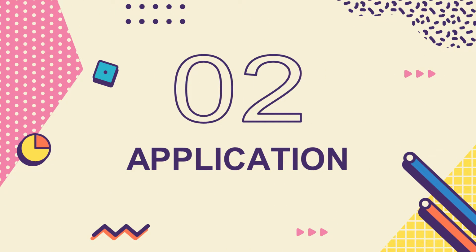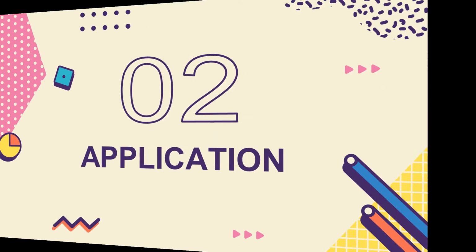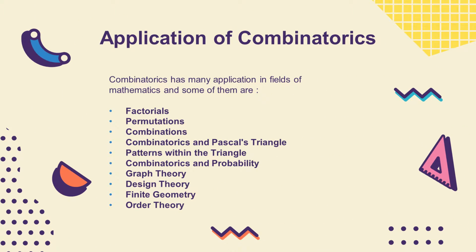What are the applications of combinatorics? Combinatorics has many applications in the fields of mathematics, and some of them are factorials, permutations, combinations, combinatorics and Pascal's triangle, patterns within the triangle, combinatorics and probability, graph theory, design theory, finite geometry, and order theory. We will discuss a few of them in the upcoming slides.